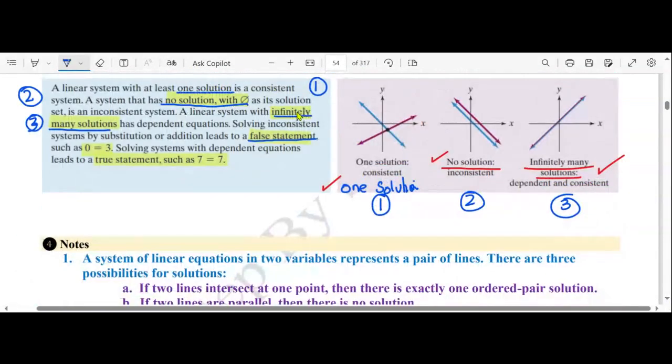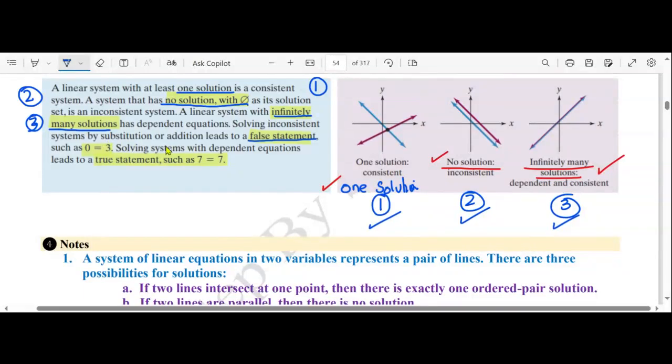Now, let's move on to the 3 types we have. A linear system with at least one solution is a consistent system. So which one has one solution? First one, they intersect. A system that has no solution, with phi as its solution set, is an inconsistent system. Which one? Number 2, no solution because they are parallel. A linear system with infinitely many solutions has dependent equations. Which one will be? Yeah, they are overlapping.